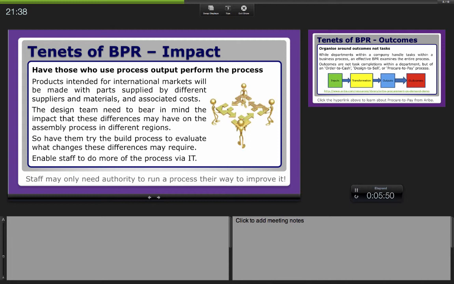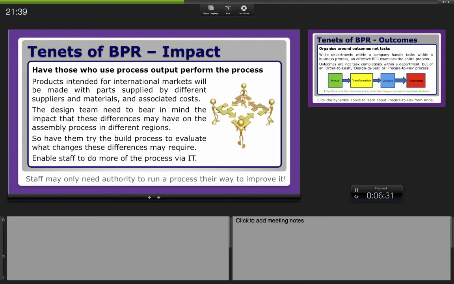Having impact. So the first stage, have those who use a process output perform the process. And so for example, one consideration might be that if you're in international markets and you're buying locally produced and supplied materials, they may differ in some way to those in other countries. You have to think about how will you enable staff to do more of the process via IT, and also how will you enable them to build the process so it doesn't get adversely affected by parts from different regions.